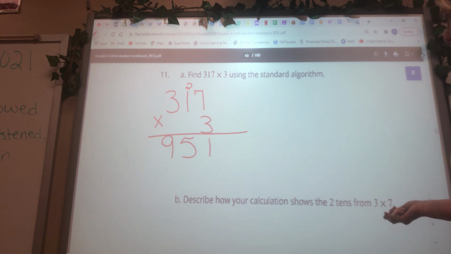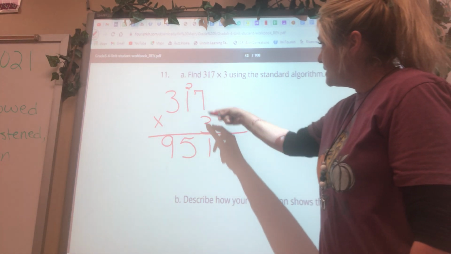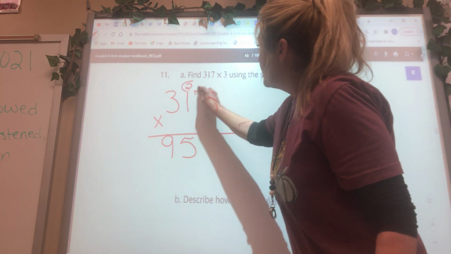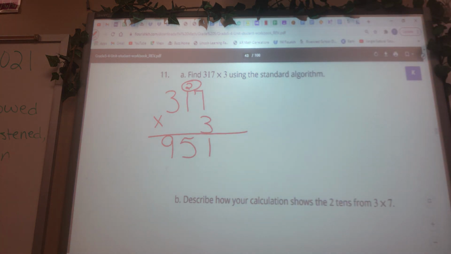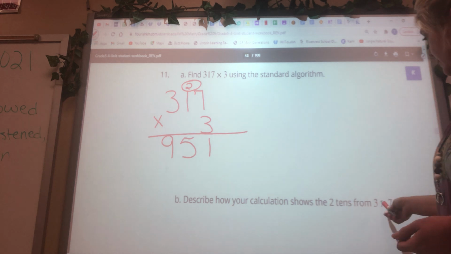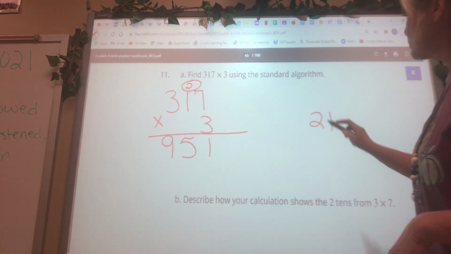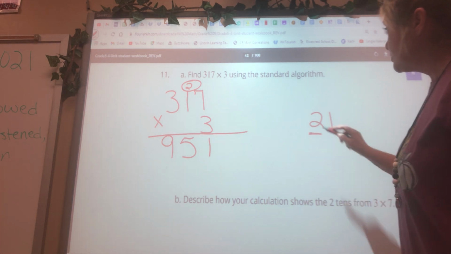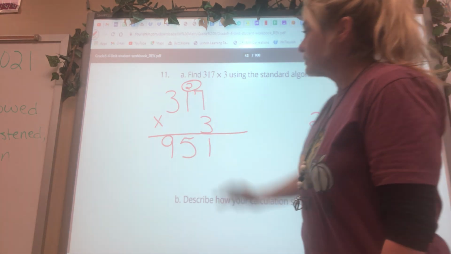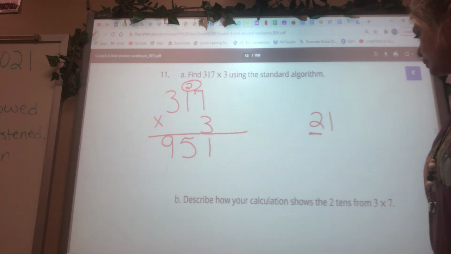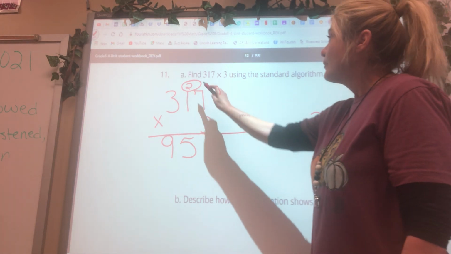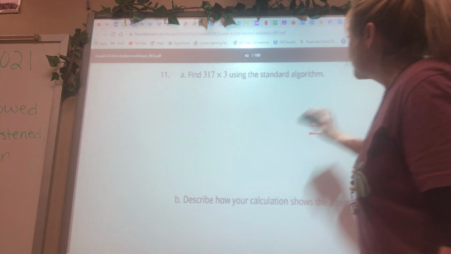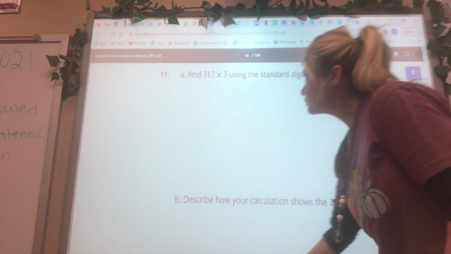And then part B says, describe how your calculation shows the 2 tens from 3 times 7. Well, if I look at 3 times 7, I know I got 21. So that's how my 2 represents the tens from 21. Because if I write the number 21, what number is in the tens place? The 2. So in my calculation, that's how the 2 represents the tens from my 21. It's all about place value.